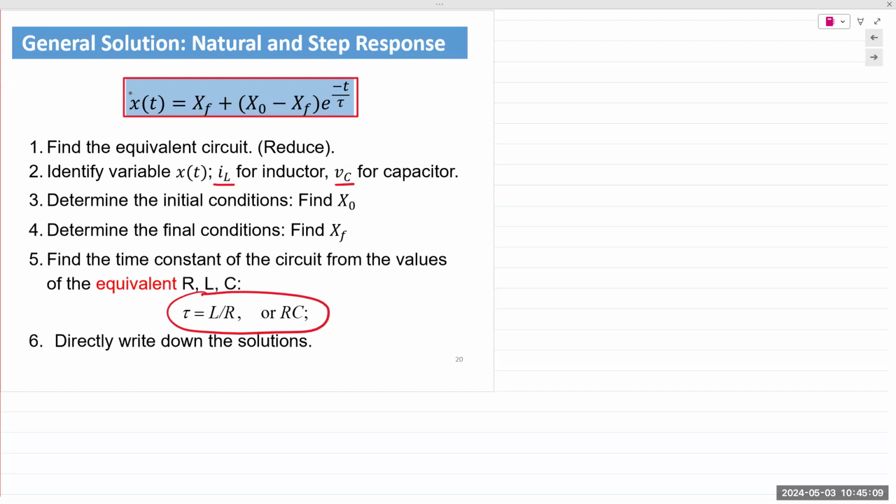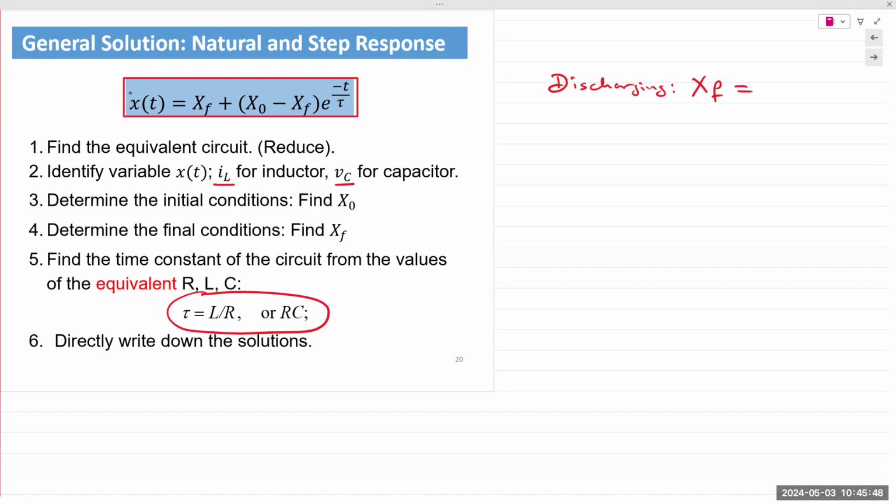But 90% of the work, as I said, is finding these three quantities. Tau, again, straightforward. You can find tau if you reduce the circuit. Tau is easy. Then you need to find xf and x0. If it is discharging, then what is the final value XF? If it's discharging, what is the final value? 0. Always 0.